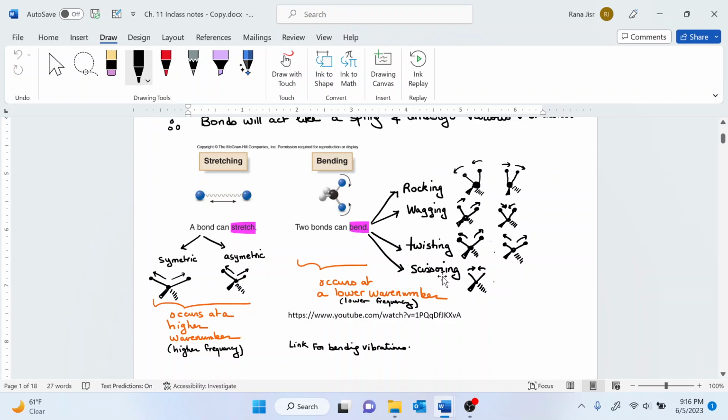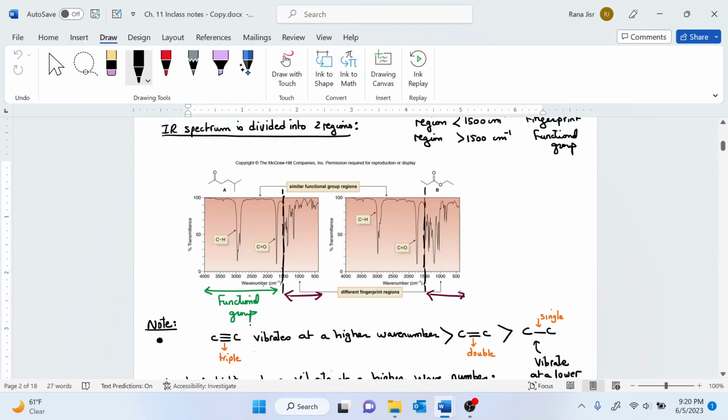There are quite a few bending vibrations, because when the bonds bend, they can rock, they can wag, they can twist, and they can scissor. Each one of those will have a certain frequency of vibration and will absorb a certain frequency of light, so it's going to show at different regions in the IR spectrum. The IR spectrum is a plot of the percent of light that is being transmitted, not absorbed, versus the wave number. The wave number is related to the wavelength, and the scale for the wave number is from 500 to 4,000 centimeter to the -1.